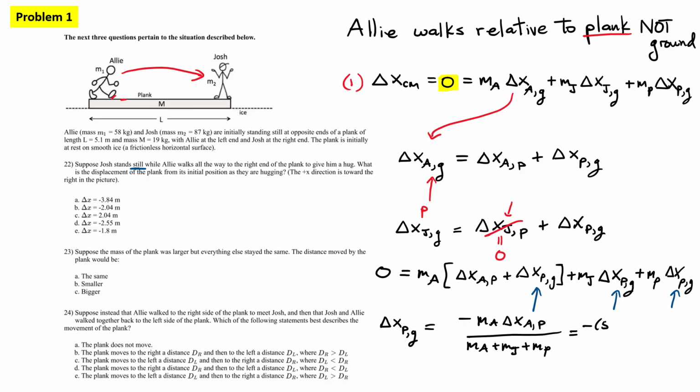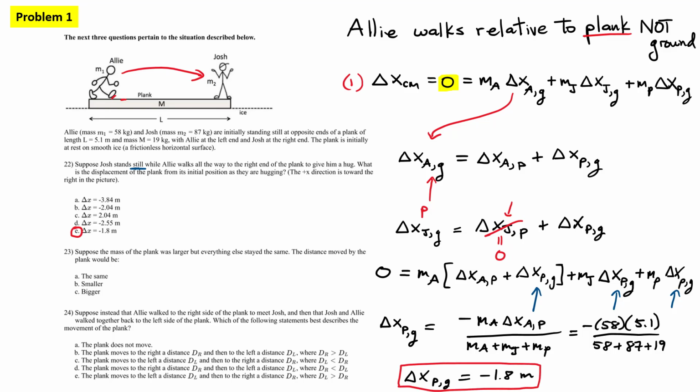So the mass of Ali is 58. The displacement of Ali here relative to the plank is basically the entire length of the plank. That is 5.1 meters. And now you have to divide by the total mass. So here you put 58 plus the mass of Josh, which is 87, and plus the mass of the plank. So at the end, look what we get. Our displacement of the plank relative to the ground, substituting all the numbers here, you should get minus 1.8, and that is measured in meters. All right, let me box that up. We go look at our choices over here, and that corresponds to choice number E right here.